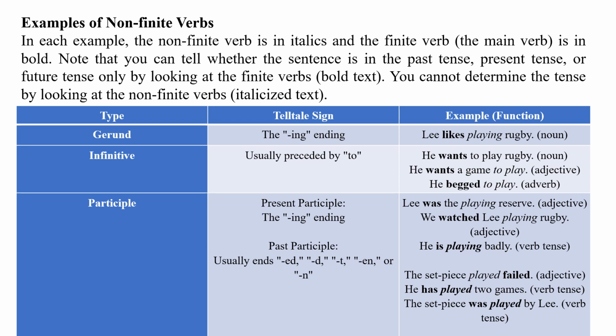Past participle, the telltale sign is it usually ends in ed, d, t, en or n. The set piece played failed. Failed is the main verb and played is an adjective here. He has played two games. Played is the past participle and used as verb tense here. The set piece was played by Lee. Played is the past participle and used as verb tense in this sentence.